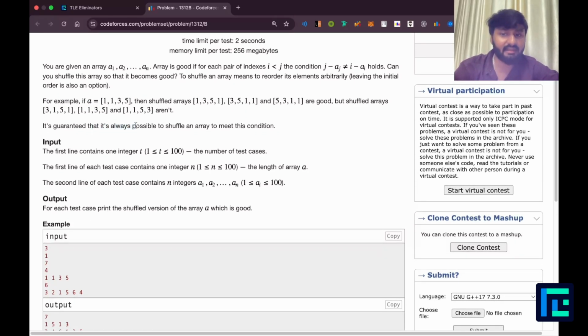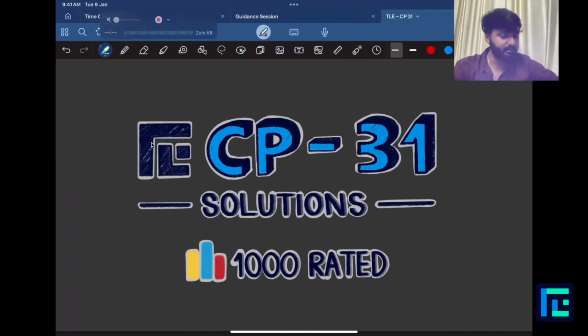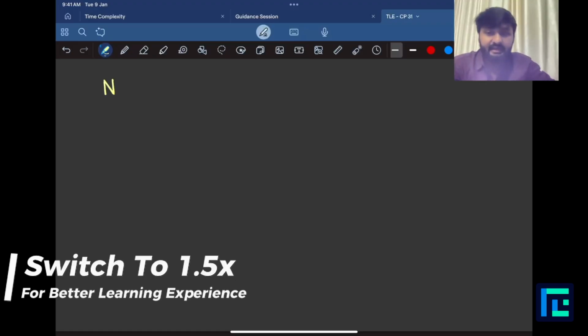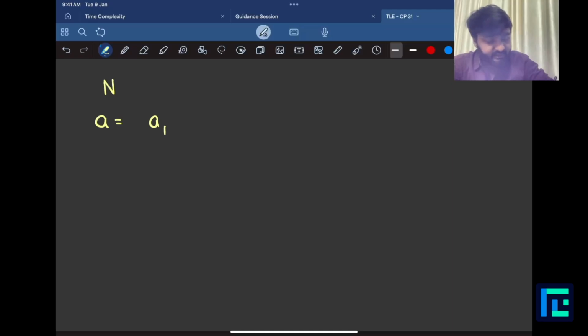It's guaranteed that it's always possible to shuffle an array, so the answer, of course, always exists. All right, let's quickly generalize the problem. Very, very simple. They start off with a number n, that is the size of an array, and then they have this array A given. Let's say the numbers are A1, A2, A3, A4, so on till an. Now, what do we want? We want this array to become good.